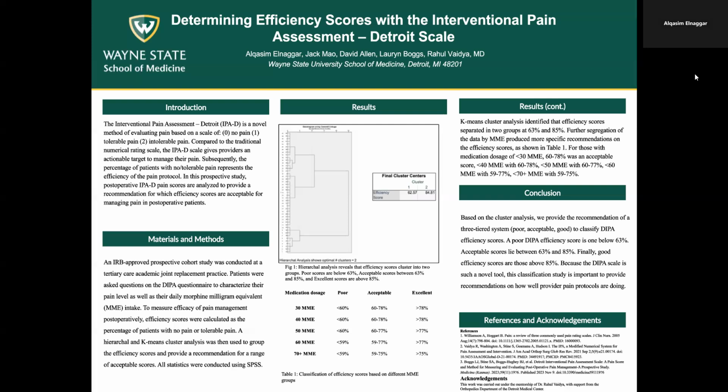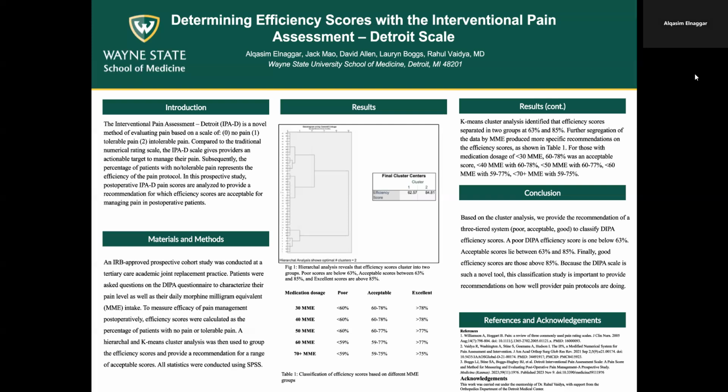K-means clustering divided the efficiency scores into three tiers. Poor scores were those below 63%. Acceptable scores were those from 63% to 85%, and excellent scores were above 85%, meaning 85% of the patients or more had no pain or tolerable pain. This three-tiered system provides an easy-to-use framework for evaluating pain management quality.